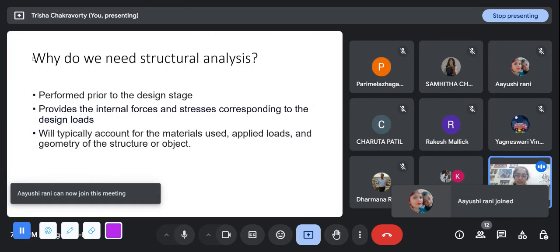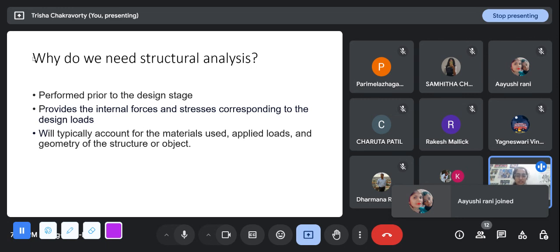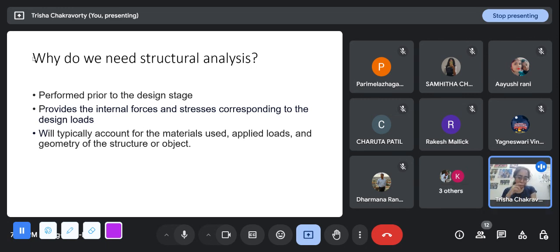So the load transfer mechanism is very important to understand when we are designing something, and that is also important in the structural analysis process, because that is from where we get the boundary conditions.